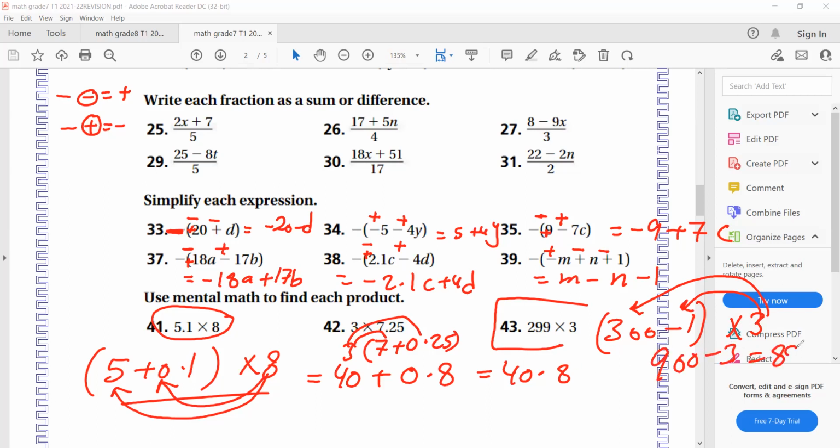It will be 896. Okay. And check the answer using a calculator. 299 times 3 equals what?